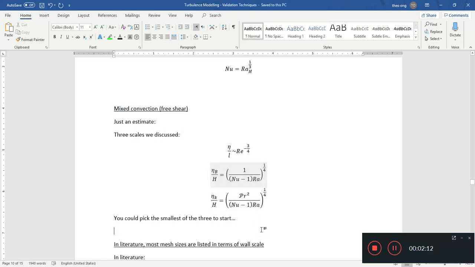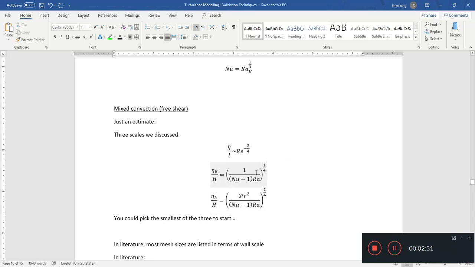Now, of course, we want to move on to something a little more complex, such as mixed convection. So now the thing is that we have three scales in play. We have the Kolmogorov scale based on the Reynolds number. This is the forced part of this mixed convection, because in mixed convection we have forced convection and then we have natural convection as well.